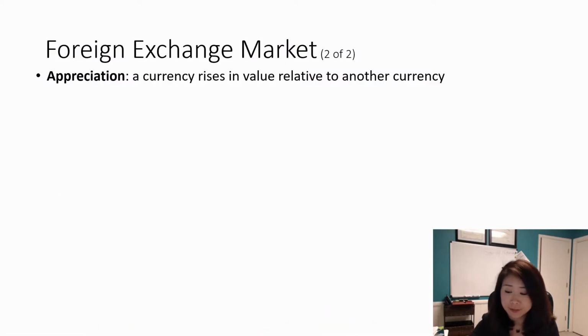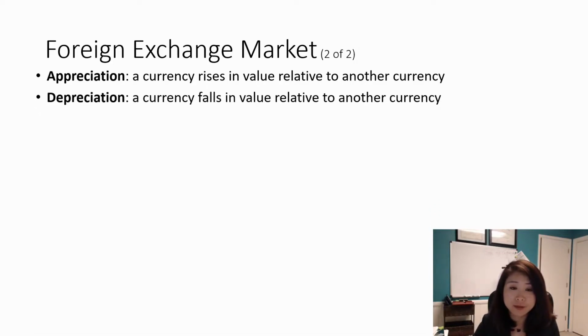In the opposite scenario, if a currency falls in value relative to another currency, we call it depreciation of the currency. In the example I just showed you, last month $1 equaled 6.5 yuan, now $1 equals 7 yuan. So the US dollar appreciated, and that means the Chinese yuan depreciated. How will that affect the economy, or the consumers in the domestic market? How will it affect their purchasing decisions? Let's look at this example.